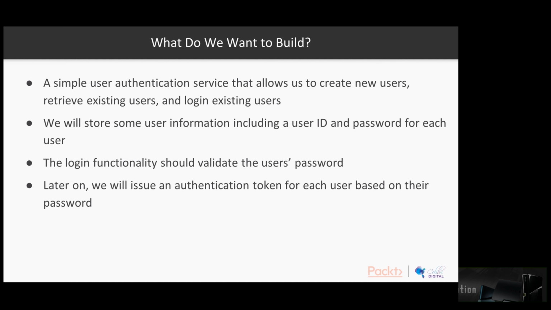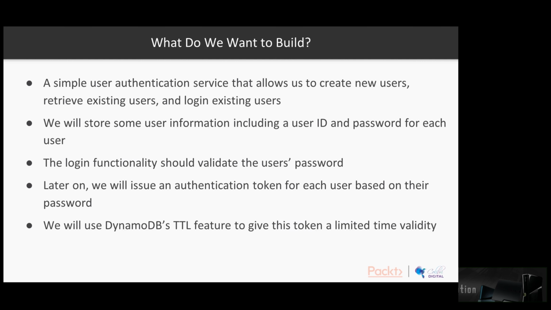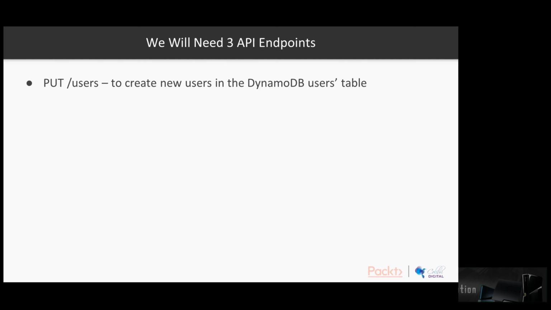And that bearer token will be a cryptographically secure, randomly generated token, which will normally have an expiry as well. And that's where TTL will come into play a little bit later. So we'll get a cryptographically secure bearer token, although for us it's just going to be some randomly generated string. And at some point in the future that will need to be expired. So that's what we're going to use DynamoDB's TTL, or time to live feature, for, to give those authentication tokens a limited time validity.